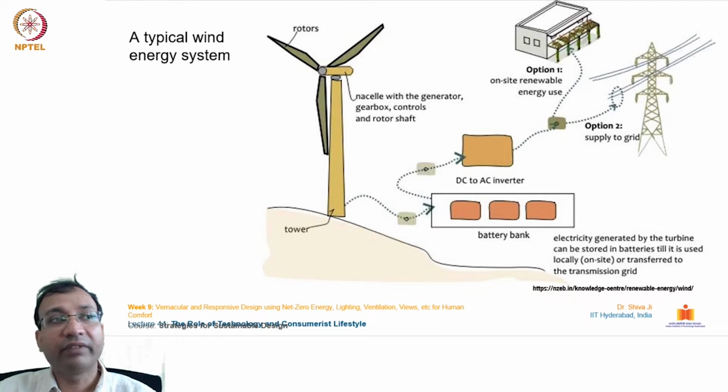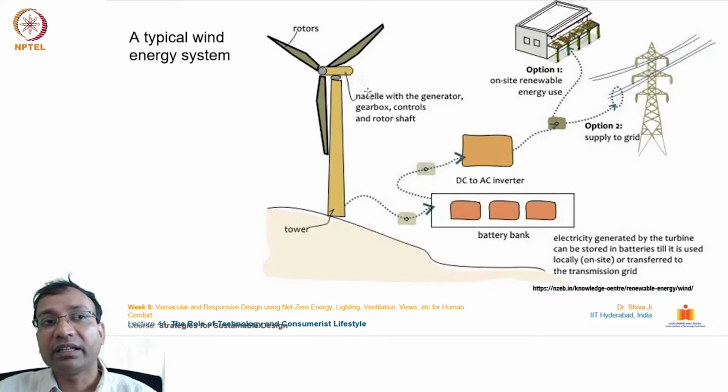Next, a typical windmill energy system has these many components. You can see from here the first one, the windmill itself. It has a tower and its rotors over here, typically three rotors per windmill, and these are nestled with the power generating unit at its central axis.